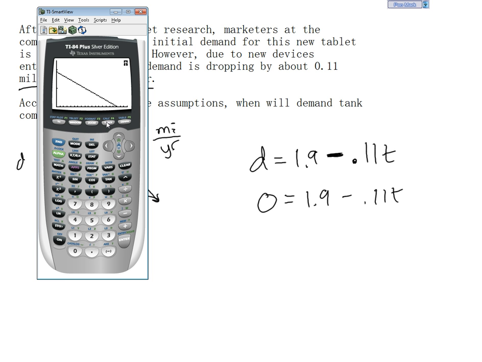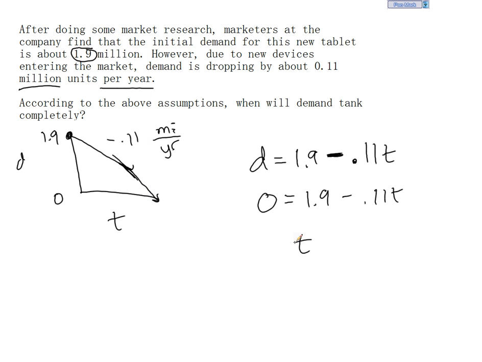So we'll go again to second calculate. We want to do the intersect. The first curve we'll select is the 1.9 minus 0.11x. We'll hit enter. It jumps to the second curve, and you'll notice that it's at y3 equals 0. So it's on our horizontal line that we can't really see very clearly. And now I'm going to implement my guess by just getting pretty close. This is really not that important, but we find out that time would be 17.3 years. So after 17.3 years, we would expect demand to tank to 0.